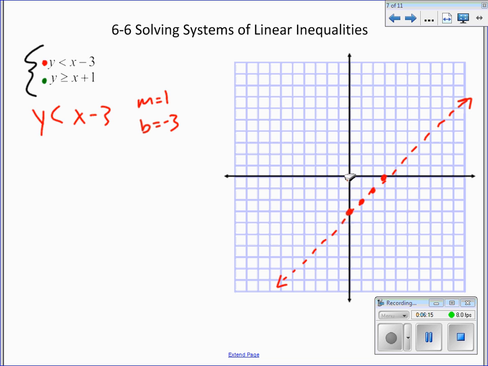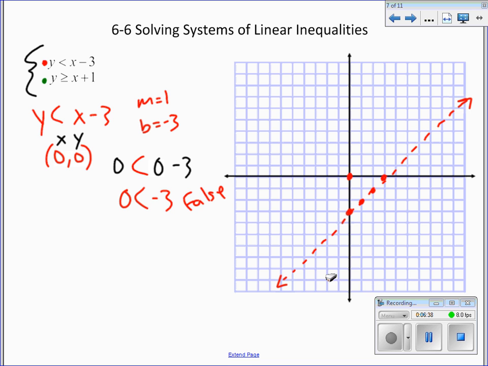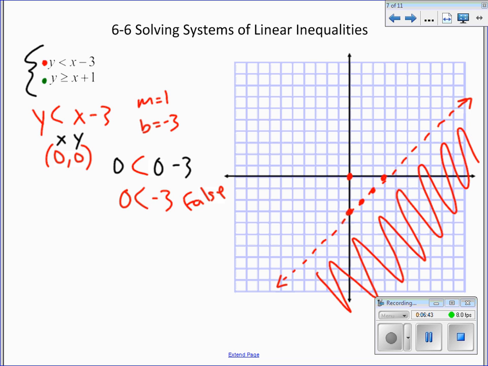Now we have to pick a point. (0, 0) is clearly not on the line, and so we can use that. We put our x and our y. So is 0 less than 0 minus 3? So is 0 less than negative 3? And the answer to that is no. So this is false. So we shade this region over here because the point (0, 0) is not a solution. So this area is not a solution to this.